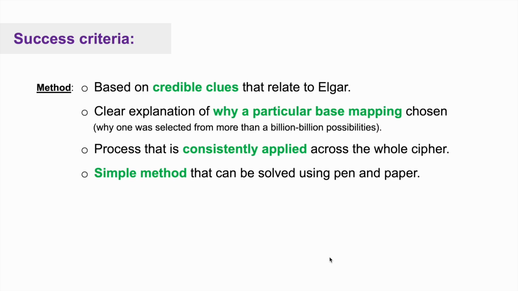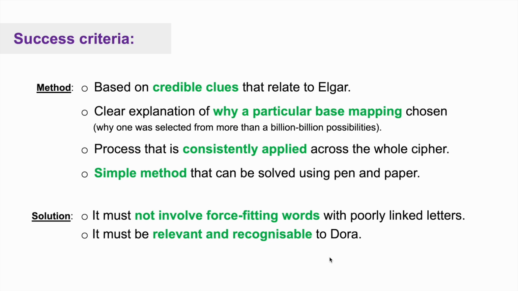Success criteria for this should include credible clues that relate to Elgar, a clear explanation of why a particular base mapping has been chosen from more than a billion possibilities, a process that has been consistently applied across the whole cipher, and a simple method that can be solved using pen and paper. The solution must not involve force-fitting words with poorly linked letters, and it must be relevant and recognisable to the recipient, Dora.